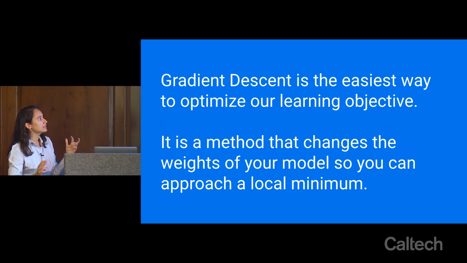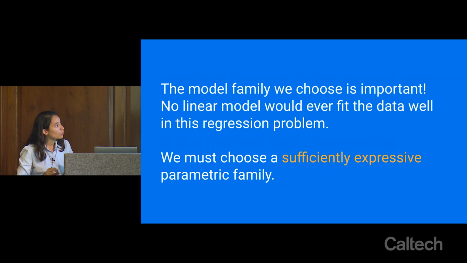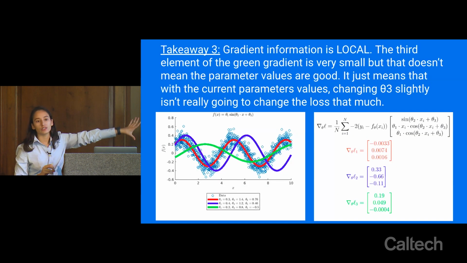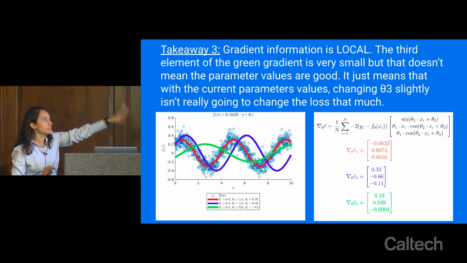So gradient descent is the easiest way to optimize our learning objective. You will never have to take a gradient if you don't want to, but it is the easiest way to go about understanding it as well as actually computing it. It's a method that changes the weights of your model so you can approach, in this case, a local minima. In other cases, it could be a local maxima. So in a succinct way, that is what we're actually doing when we are looking at this problem, and we're trying to find which of these solutions works best for it.